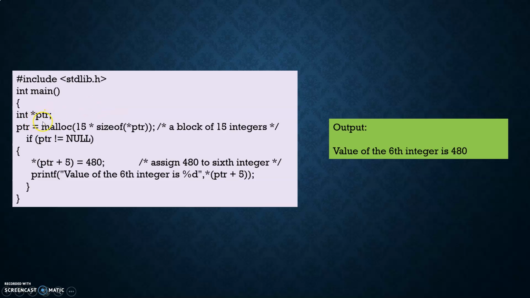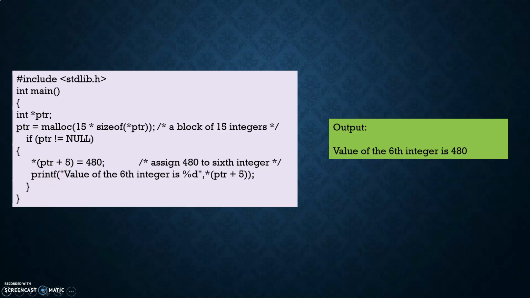Here I have taken integer star ptr, so it is quite clear that ptr is an integer pointer variable, and ptr equals malloc 15 into size of integer. That means there are 15 elements present, and the size of those 15 elements will be pointed to by ptr. Now if ptr equals null, that means nothing is pointed to and it will give an error. But if ptr is not equal to null, then we can say yes, move to the next element. That means I will increase ptr plus plus or star ptr plus plus.